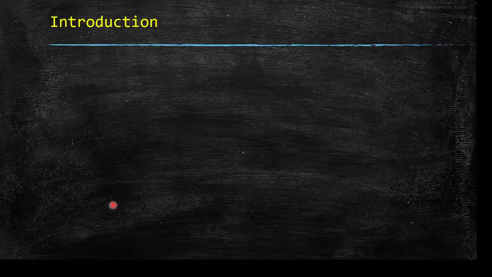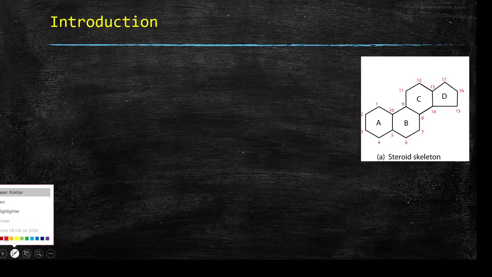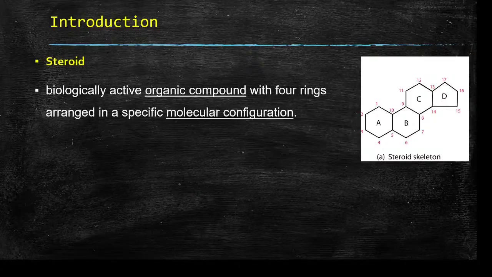Cholesterol is a steroid containing molecule. In its chemical structure, it contains steroid. So this is the steroid skeleton. So we will see some of the features of steroid. So steroid is a biologically active organic compound with 4 rings arranged in a specific molecular configuration.